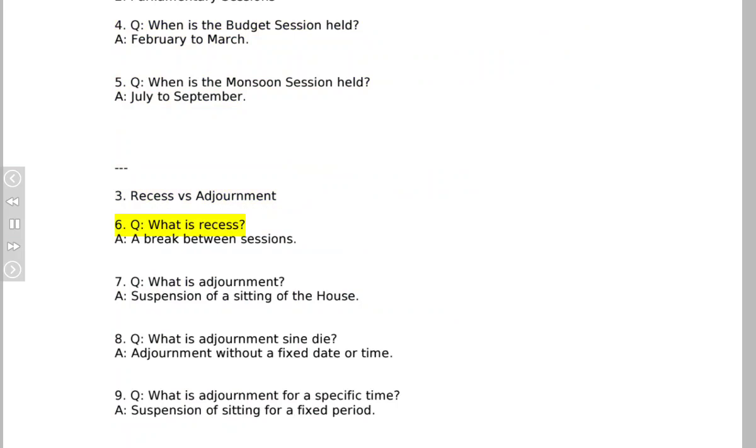3. Recess vs adjournment. 6. Q. What is recess? A. A break between sessions. 7. Q. What is adjournment? A. Suspension of a sitting of the House. 8. Q. What is adjournment sine die? A. Adjournment without a fixed date or time. 9. Q. What is adjournment for a specific time? A. Suspension of sitting for a fixed period.